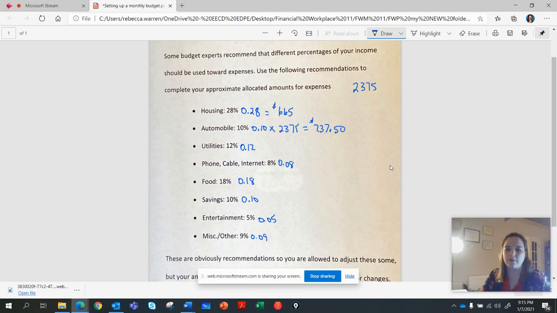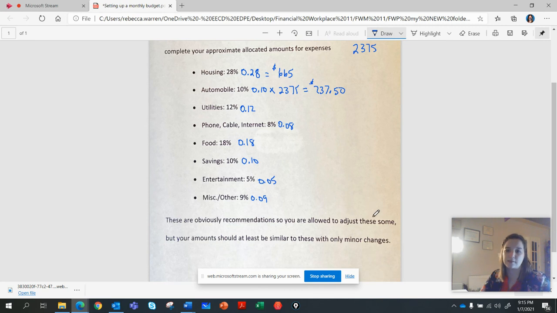And then again, all of these numbers are just approximations. So obviously you can spend a little more, a little less. Aim for the little less, of course, but you can spend a little more or a little less than these numbers. It's just to give you an approximation of what you should be spending. And that's it. That's how you calculate that.